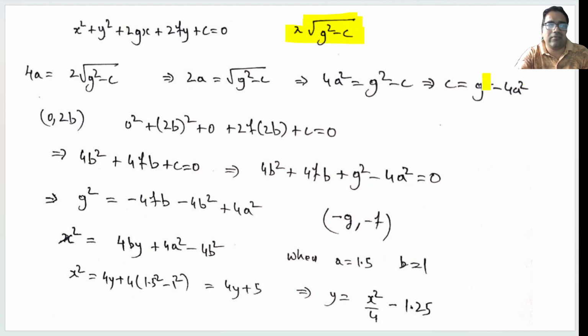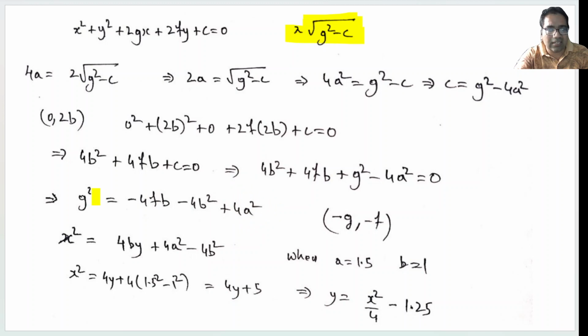But we want f in terms of g or g in terms of f. We have the c common, right? Let us replace the c with g square minus 4a square. Then we'll have f and g in the same equation. So this equation will become 4b square plus 4fb plus g square minus 4a square equals 0. This equation has got f and g together. So let us express this. g square becomes minus 4fb minus 4b square plus 4a square.